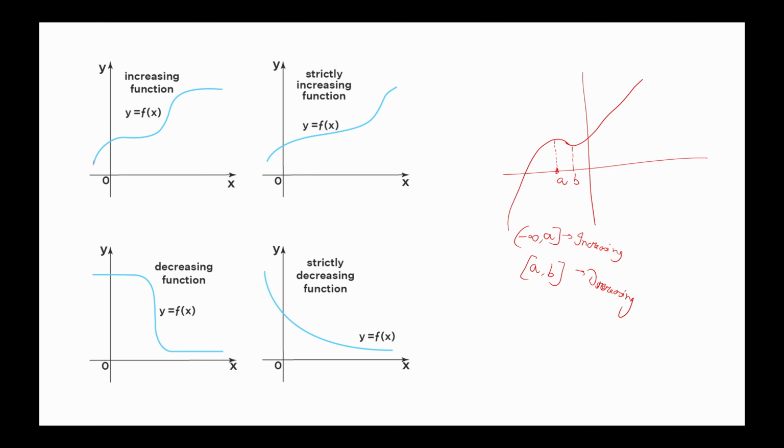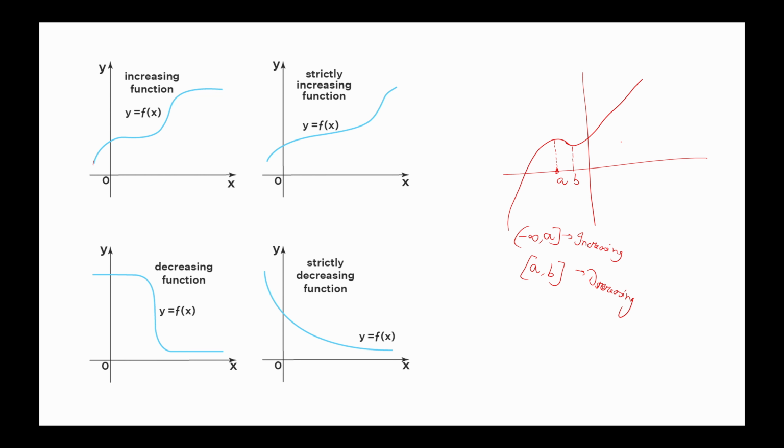And for strictly increasing, it has to be increasing all the time. For decreasing, again, the same things work accordingly. So keep this thing in mind. Whenever certain intervals are defined, you can mention about the graph being increasing or decreasing in certain intervals as well.